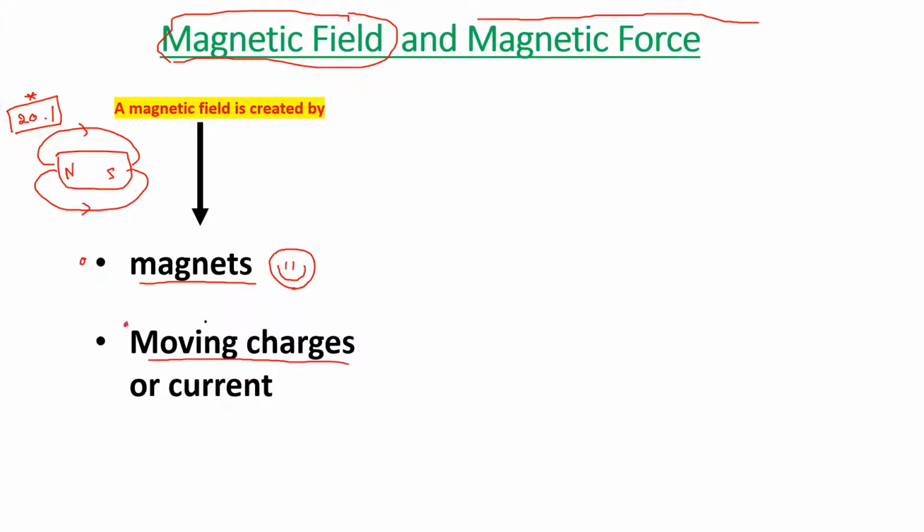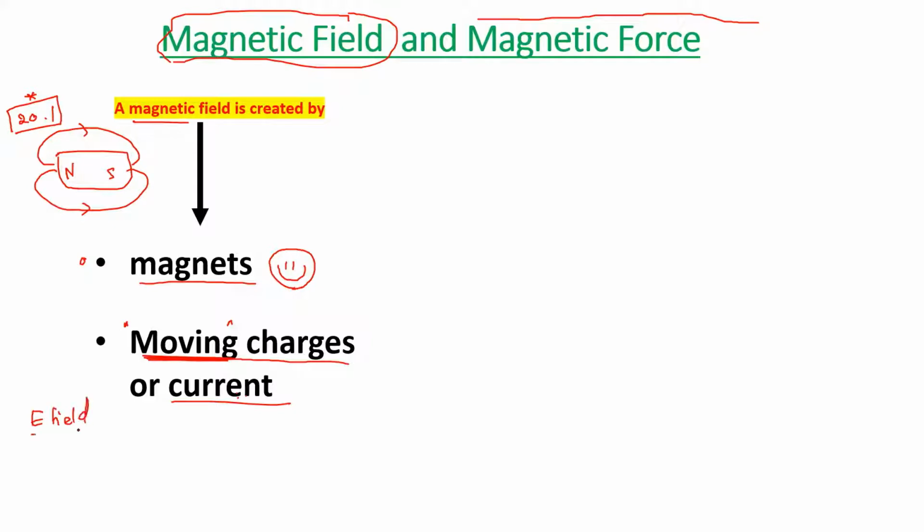This is very important. Moving charges, or in other words, currents. So they are kind of similar, right? Current is a flow of charges, and moving charges means even one charge which is moving is enough to produce a magnetic field. So let's now compare this part with the electric field.